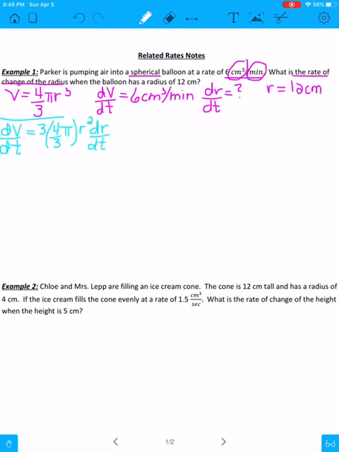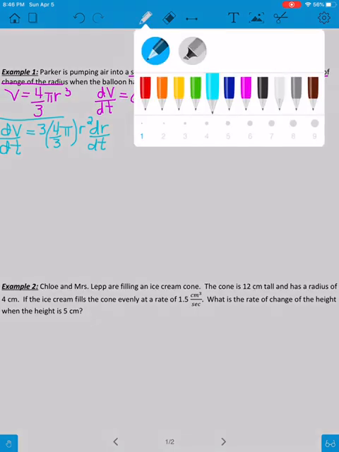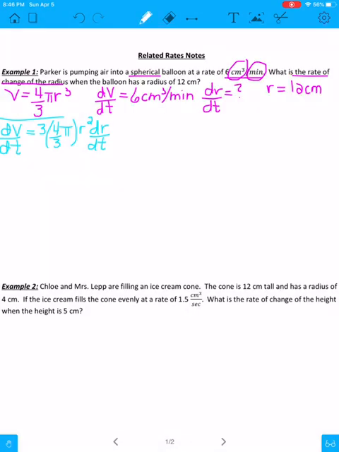Now, once we took the derivative of that formula, we can fill in our knowns. So we know that dV over dt is 6 centimeters cubed per minute. And I always write it as a fraction, so my units will be able to drop off like we do in physics. 3 and 3 cancels. So it equals 4 pi r squared. r is 12 centimeters squared. And then dr over dt we don't know.